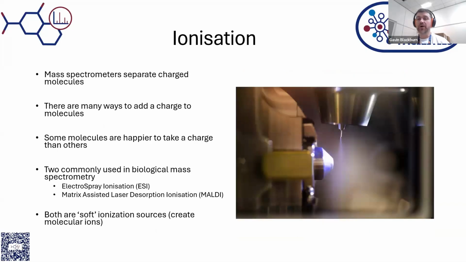So how do they work? Well, they work by initially ionizing things. For a mass spectrometer to be able to detect something, it has to carry a charge. And these mass spectrometers separate out these charged molecules. And there are lots and lots of different ways to add charges to things.